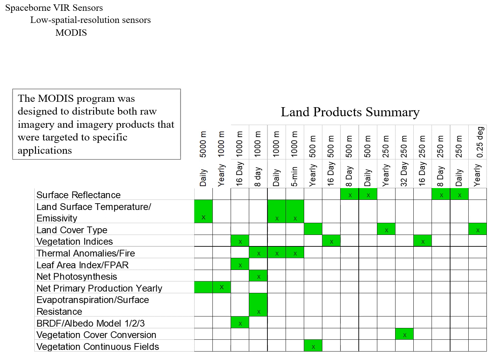That green box there shouldn't be there. There is not a yearly net primary productivity produced daily, because that makes no sense. But then, like, surface reflectance is produced at an 8-day 500 meter spatial resolution, a daily 500 meter spatial resolution, an 8-day 250 meter resolution, and a daily 250 meter spatial resolution.